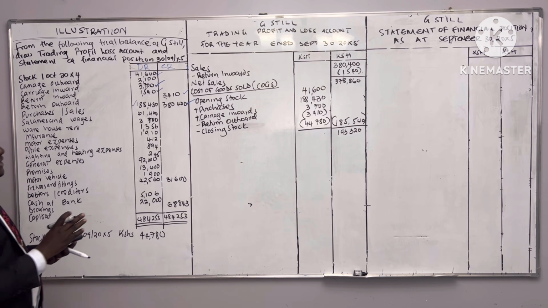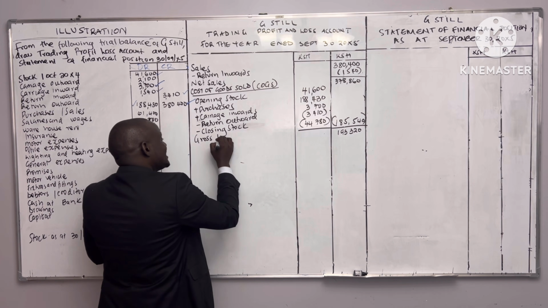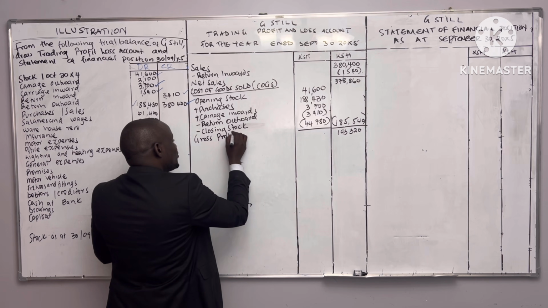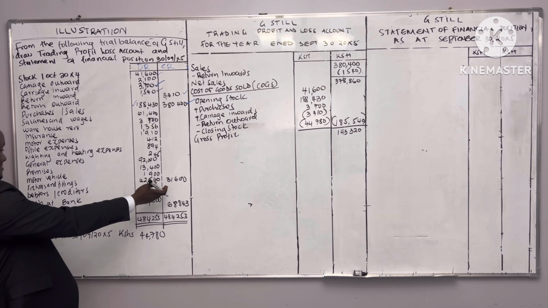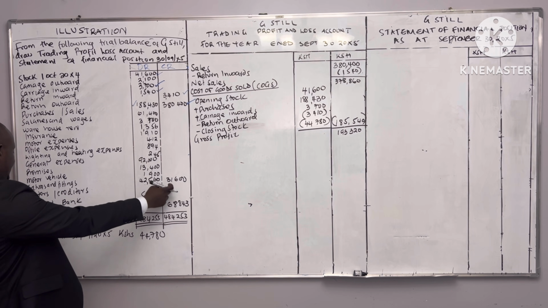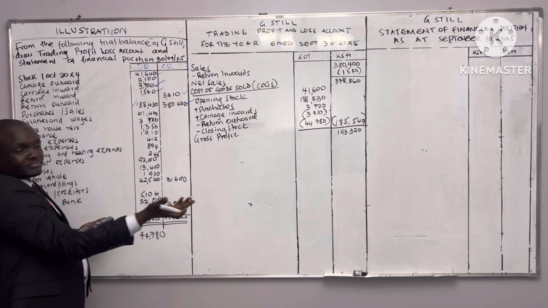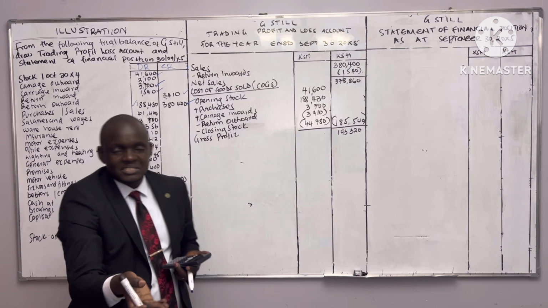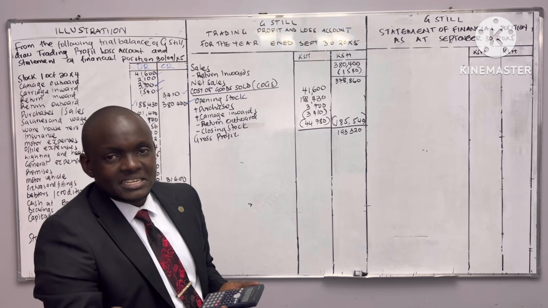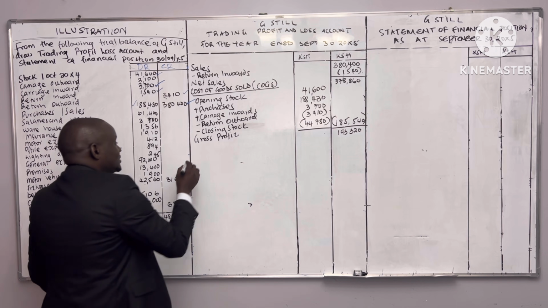After I get the gross profit, I look at whether we have any other income. On the credit side, this is a creditor, this is capital. No other income. Incomes are on the credit side. Probably here we could have discounts received, commission received, rent income. But since we don't have any, we go straight to less expenses.